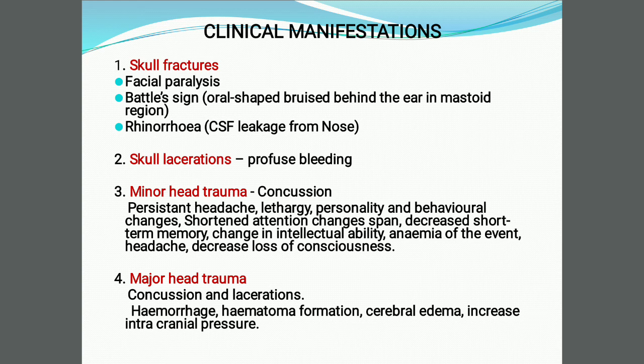Then rhinorrhea, that is when there is a leakage of CSF from the nose. So what happens? Normally the CSF is the protective fluid that covers the brain. So when there are fractures to the skull of the face, there is a leakage of the CSF. You can see this watery fluid coming out or leaking from the nose or sometimes from the ears.